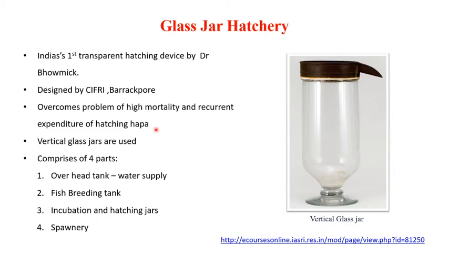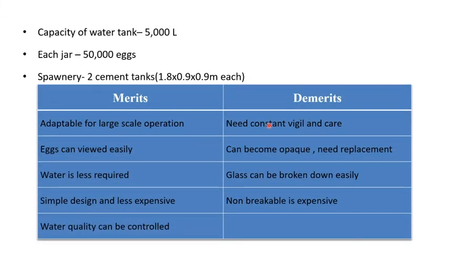The main components of Bhaumik's glass jar hatchery are an overhead tank, fish breeding tank, incubation and hatching jar, and a spawnery to hold the newly hatched spawn. The capacity of the overhead tank is 5000 liters, which can supply water at 1 liter per minute for 20 to 40 jars. The capacity of each jar is 6.3 liters.